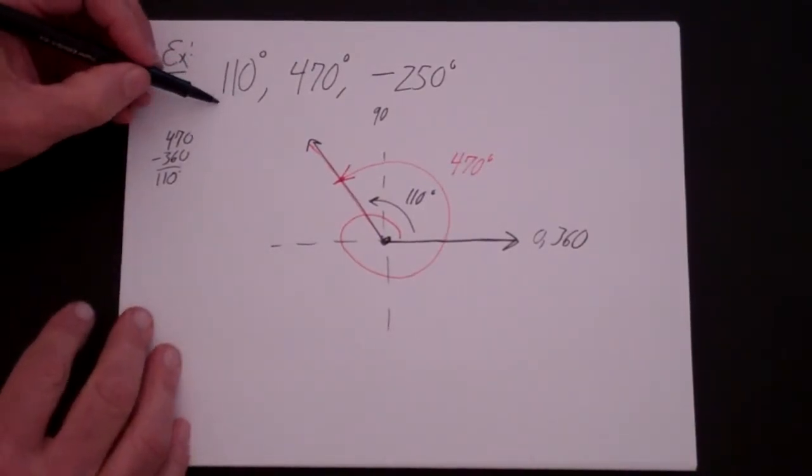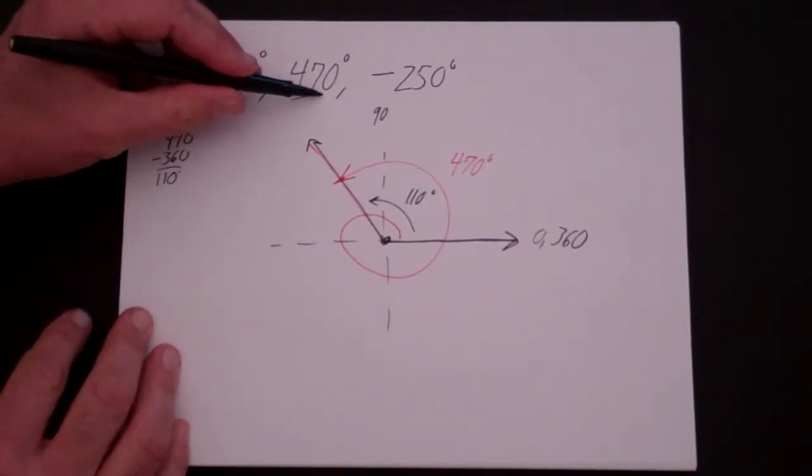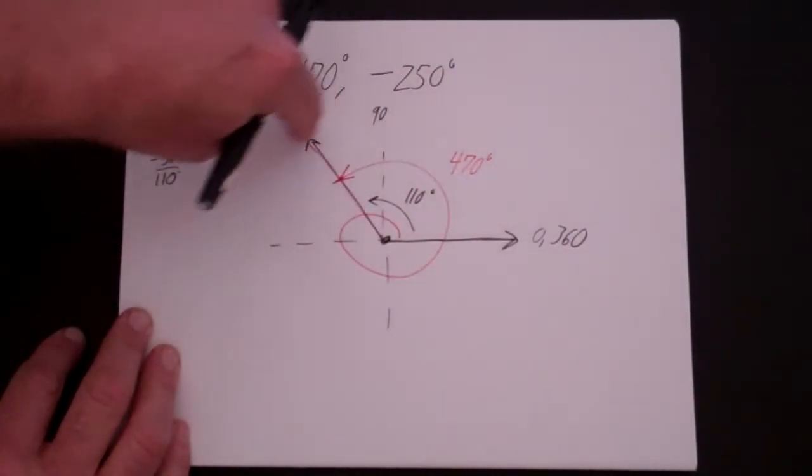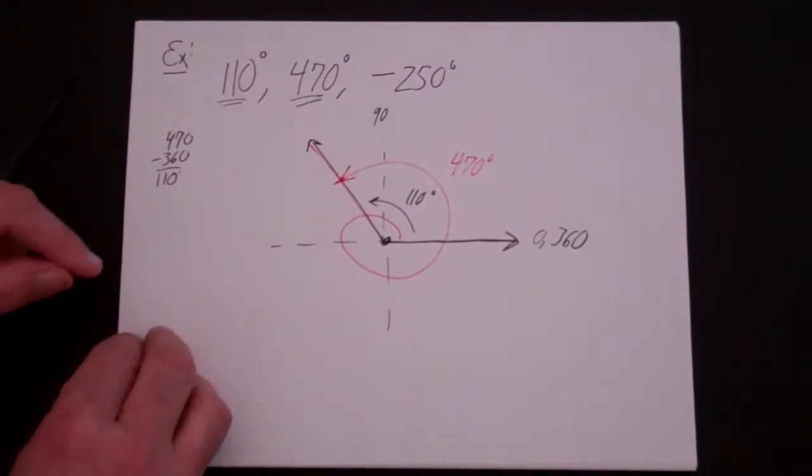And that kind of makes sense. If you go 110 degrees, you add 360 to it, you're going to get 470. What is traveling 360 degrees? Getting back where you started.